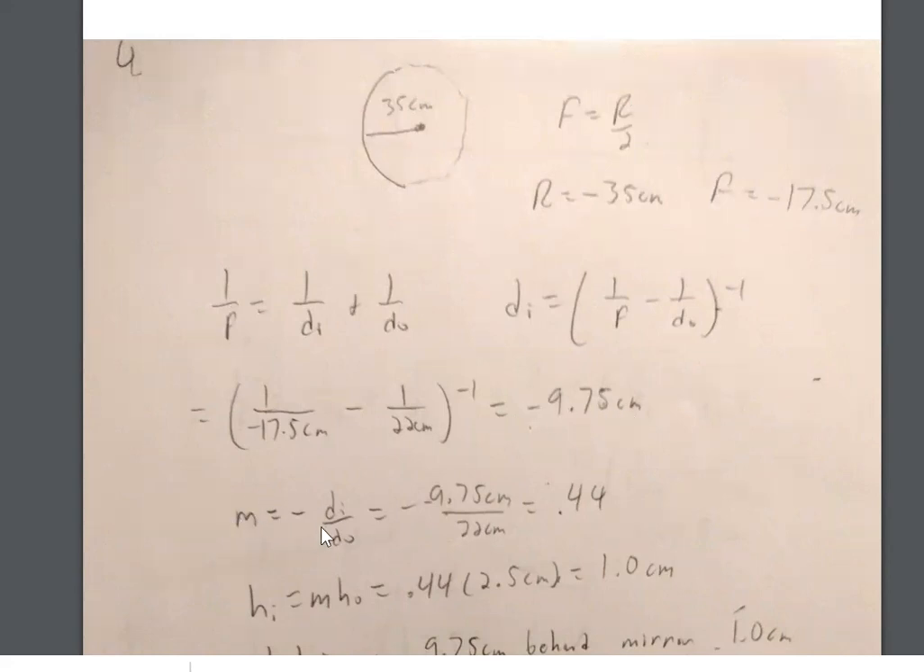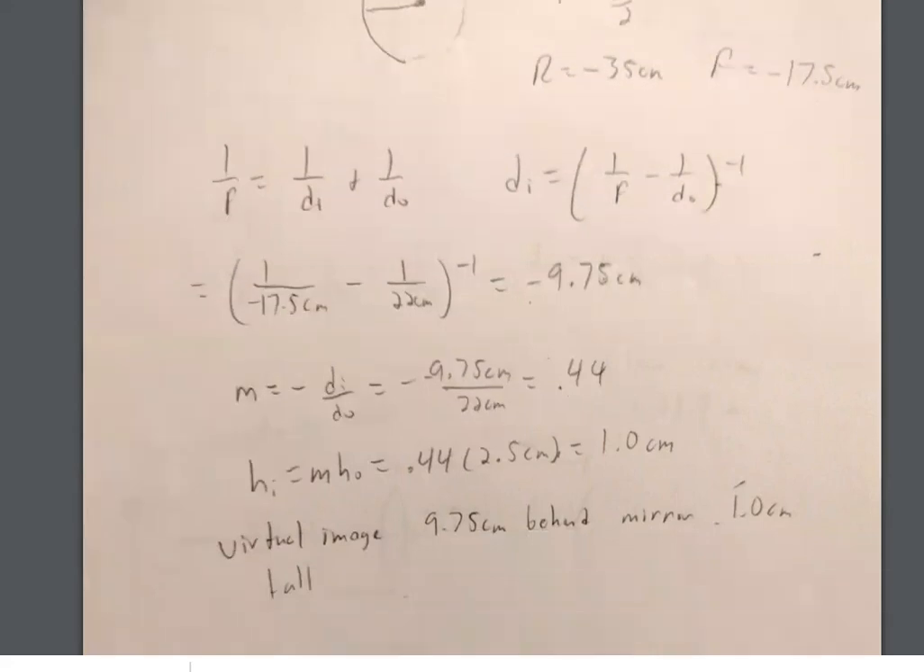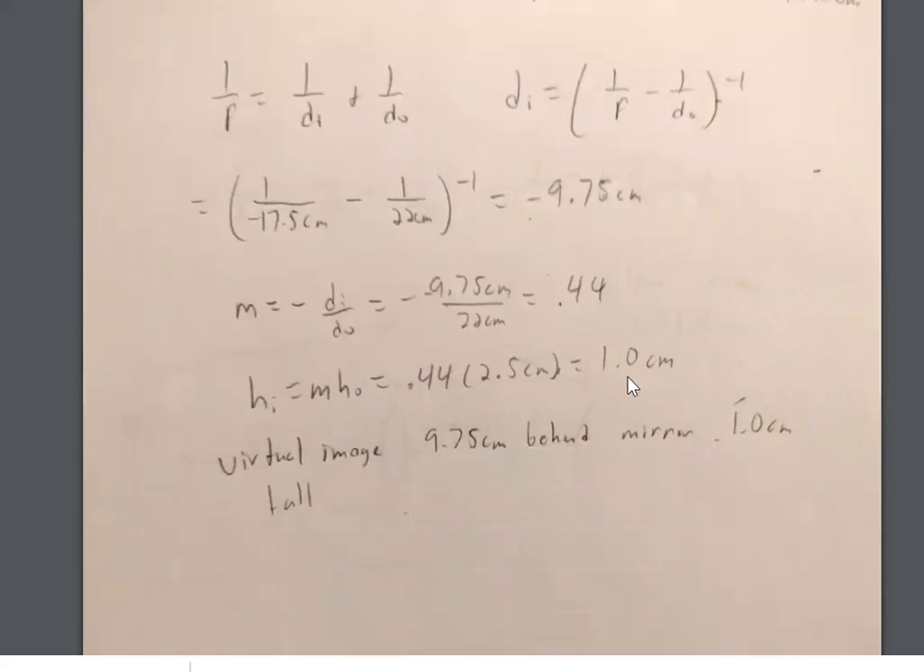Once again, we can calculate the magnification by doing minus the image distance over the object distance. So that gives us a magnification of 0.44. We can find the height of our image by multiplying that magnification by the height of our object. So that gives us 1 centimeter. So we have a virtual image. We know it's virtual because we got a negative number for our image distance. It's behind the mirror because virtual images for a mirror are behind the mirror. And it's 1 centimeter tall and it's upright. We know that it's upright because we got a positive number for the magnification and a positive number for the image height.